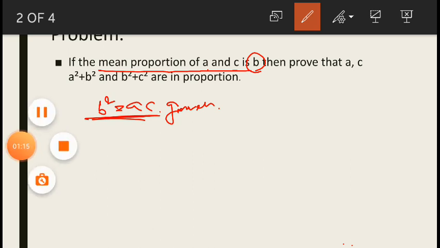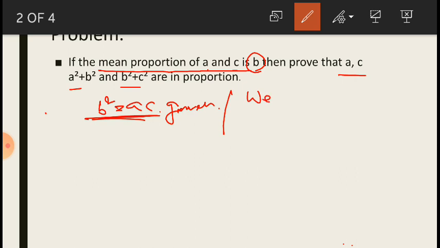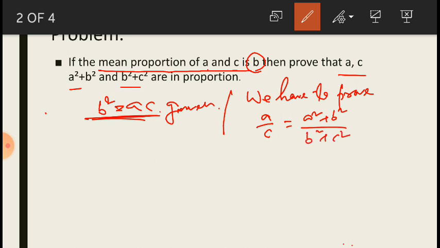Now what we have to prove is that A, C, A square plus B square and B square plus C square are in proportion. To prove that, we have to prove that A by C equal to A square plus B square divided by B square plus C square. This we have to prove here.